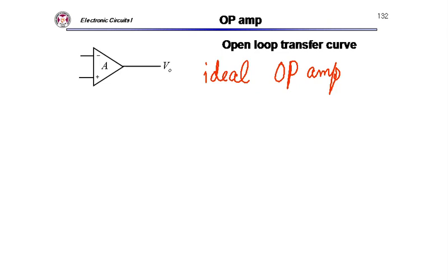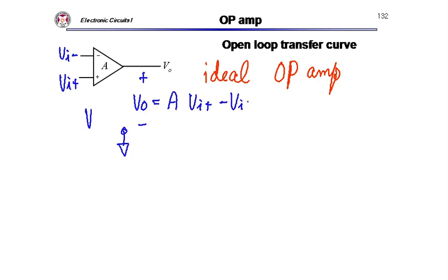So here, this is Vi positive, Vi negative. The op-amp characteristic is like that. The voltage between this output node and ground is voltage gain A times this differential input voltage. Okay, differential input voltage.